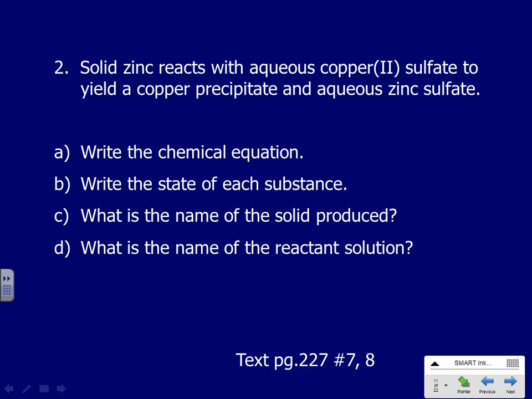But just from the words, what are my reactants in this particular statement here? What are the chemicals I'm starting with? Which means I've got to figure out the formulas for them so I can put them on the left. What are the reactants in this reaction? What are we starting with? What do you think? Yeah, excellent. Zinc and copper 2 sulfate.